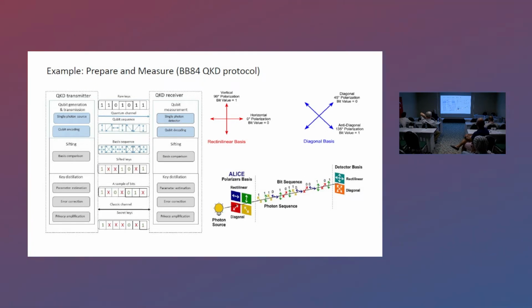In a typical, for instance, BB84 QKD protocol, which is based on prepare and measure, Alice now is the transmitter, Bob again is the QKD receiver. There is a set of generated raw classical bits that are encoded on the qubits and transmitted to Bob.